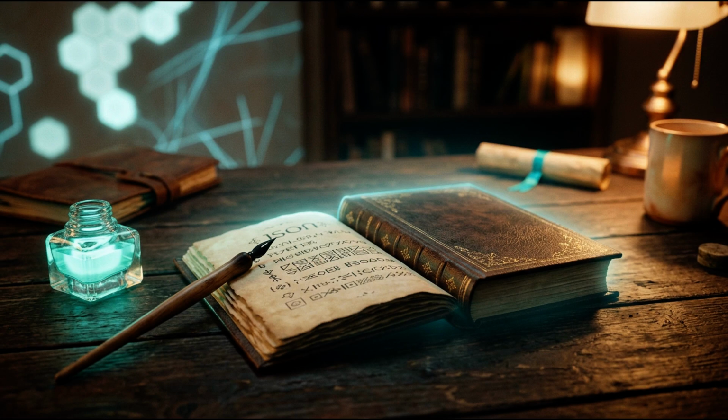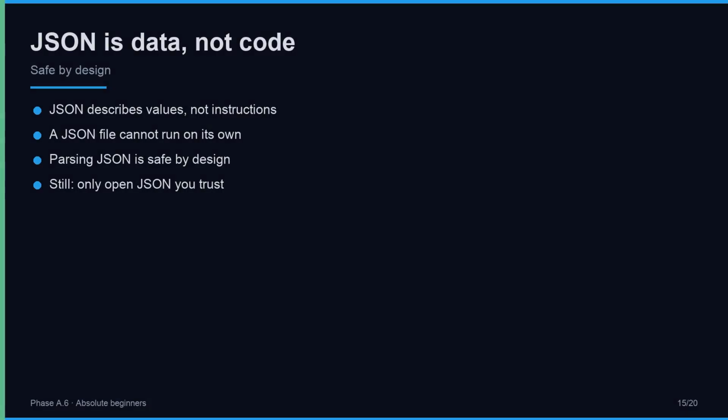JSON has strict rules. Tiny mistakes, a wrong quote, a stray comma, and a program refuses to read it. The good news: the rules are small and learnable, and soon they feel natural. Small rules, learnable.